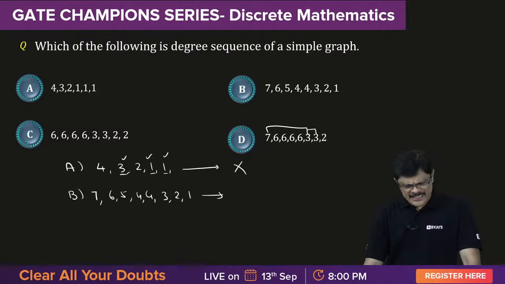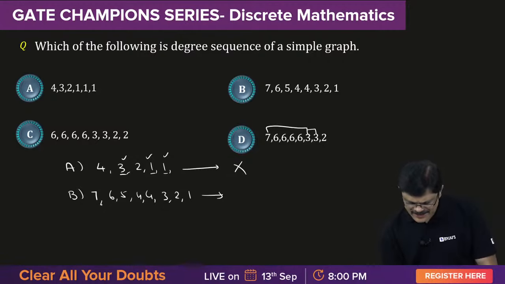A is correct, A is correct. How can you have a graph with 3 odd degree vertices? Someone is saying C, and C is false. Okay. What about B?